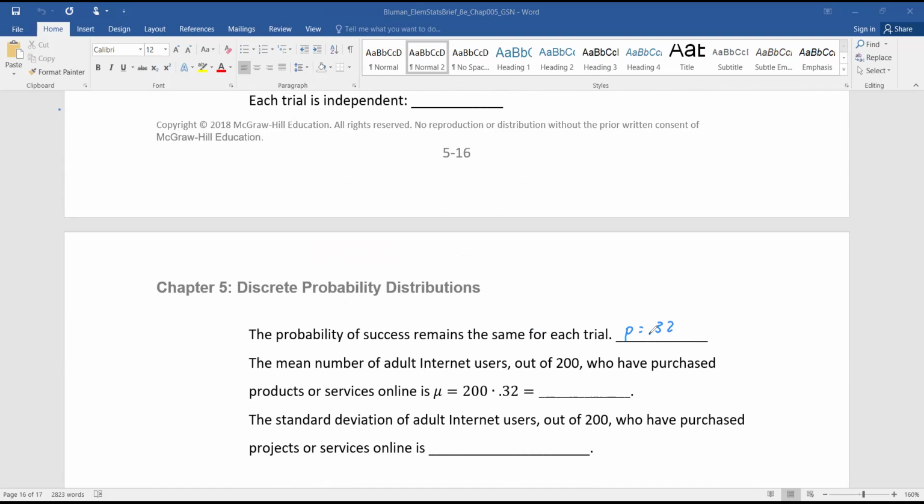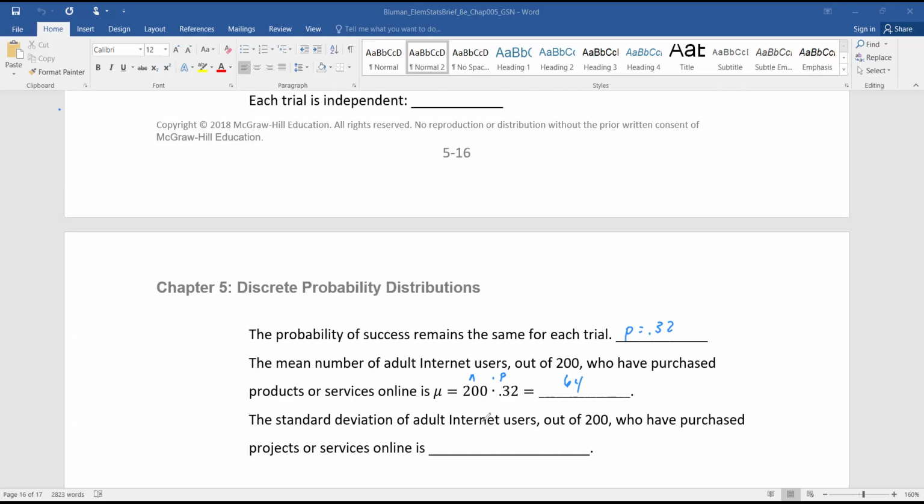The mean number of adult internet users out of 200 who have purchased products or services, again, for the mean would be the number of trials times the probability of success. So 200 times 0.32 is 64. So again, if I survey 200, you survey 200, someone else surveys 200, on average, we should see that 64 people use online services out of 200.